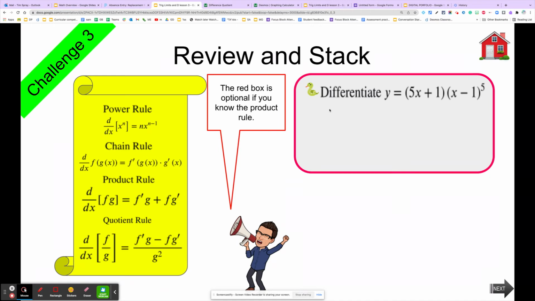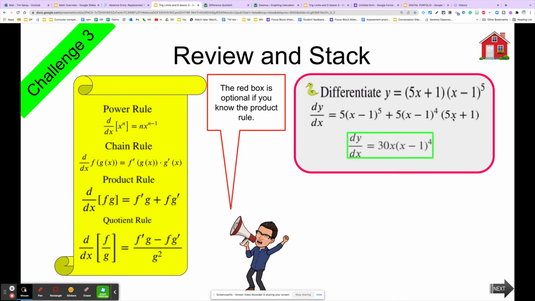So challenge 3 says if you already know how to apply the product rule there, then this would be optional. Okay, so I'm going to trust that you're okay with that, and that's why my explanation here will be brief. So the derivative of 5x plus 1 is 5 multiplied by g plus the derivative of this guy, which is going to be 5x minus 1 to the power 4 multiplied by the original function.